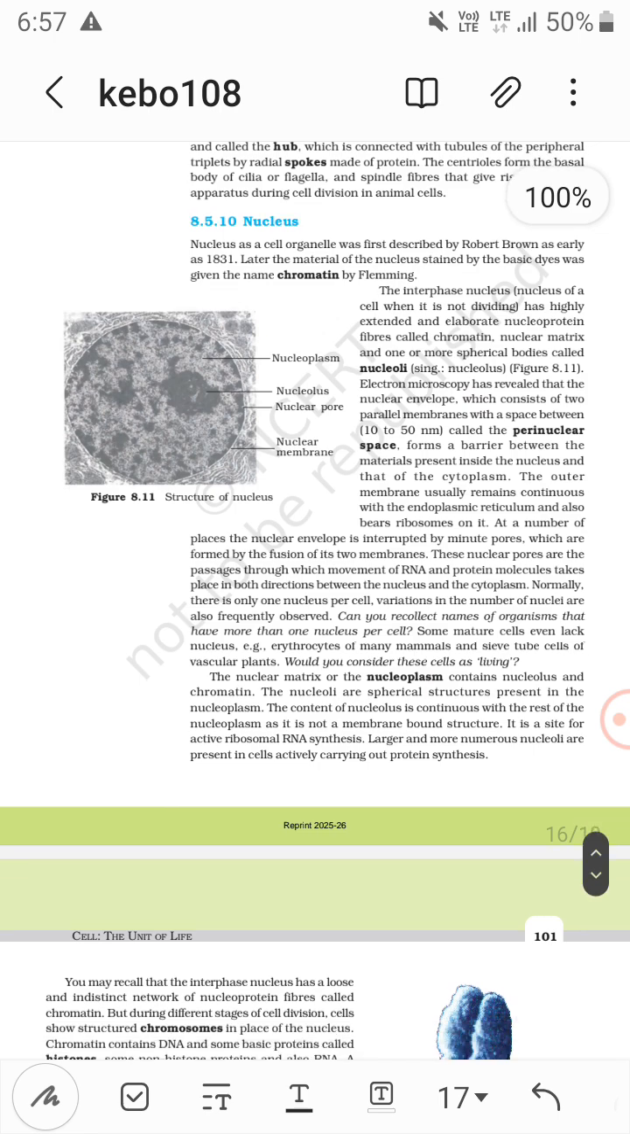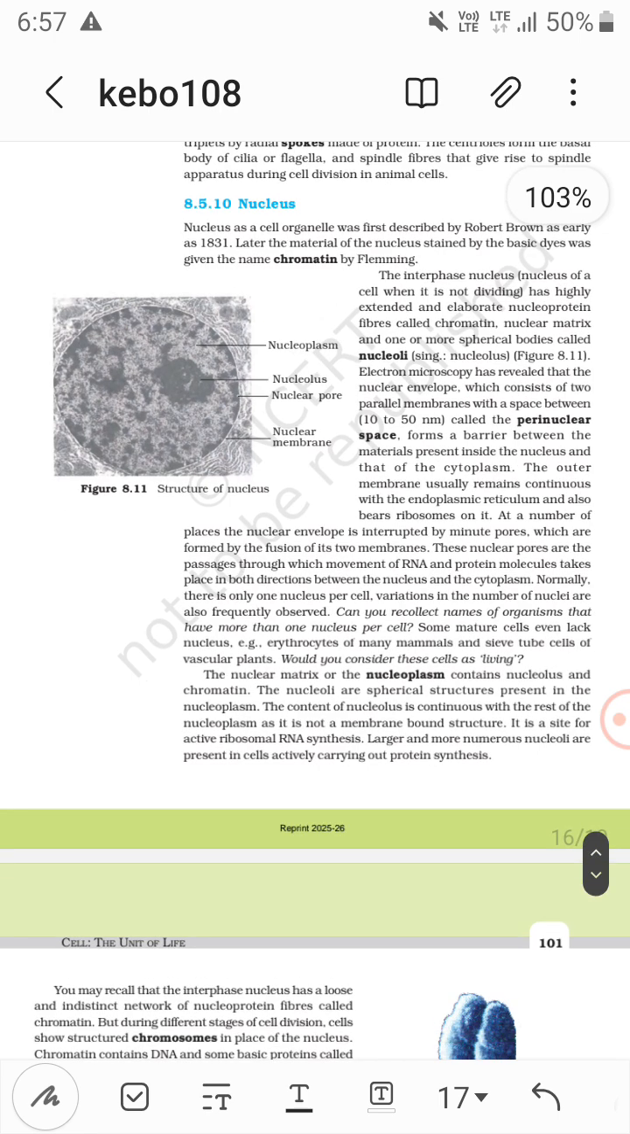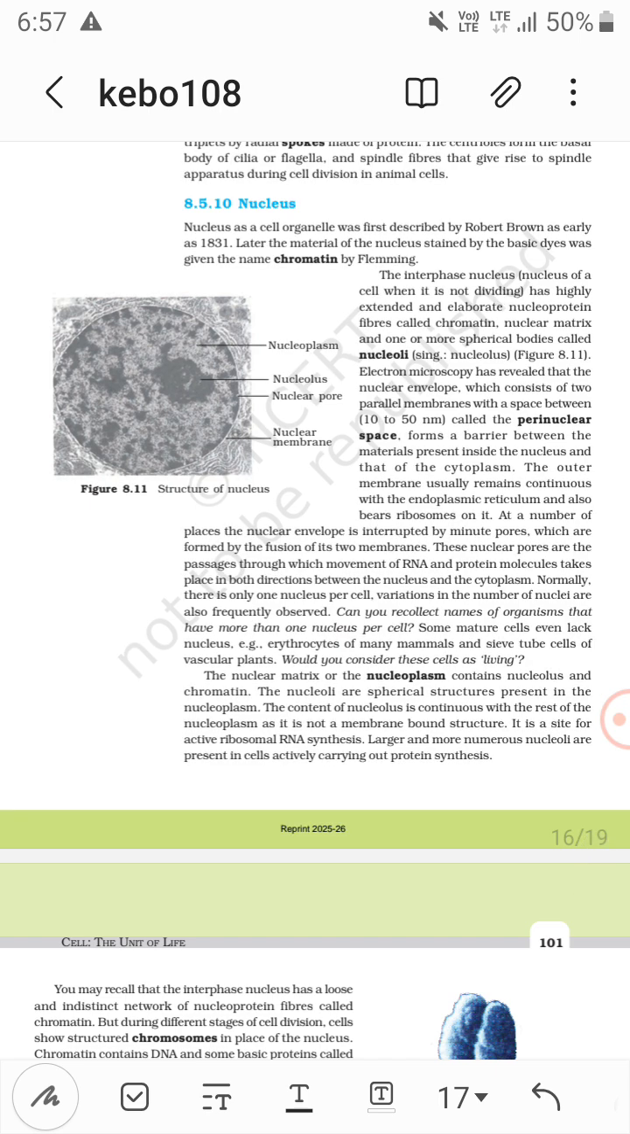Now going to the nucleus. Now the nucleus was first described by Robert Brown. Very important line. It was given even in the beginning as well, in 1831, and later it was stained by basic dyes, and the material found inside the nucleus was given the name chromatin by Flemming, right?